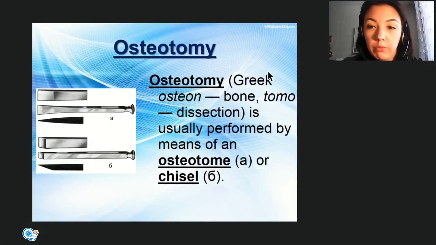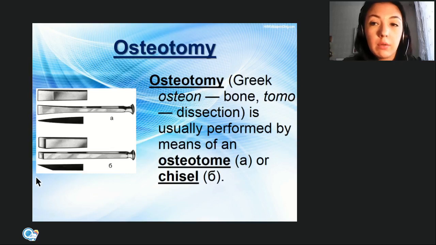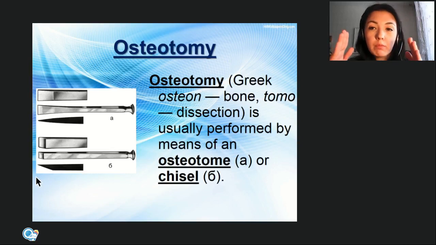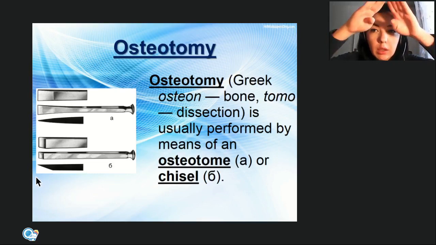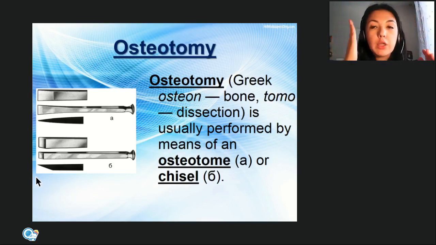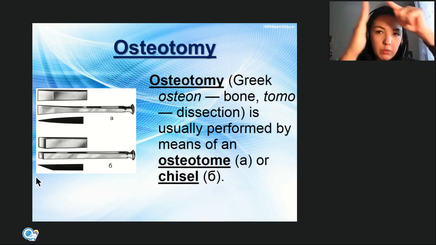Osteotomy, like it is obviously osteon, bone, tome, dissection. It is a dissection of the bone. It is usually performed with 2 instruments. We saw them at our surgical museum. It is the osteotome or the chisel. They are very similar, these instruments. The difference is just in the end. The osteotome is acute in the middle and then it becomes dilated, and the chisel is acute from one side, and then it gets dilated from the other side.